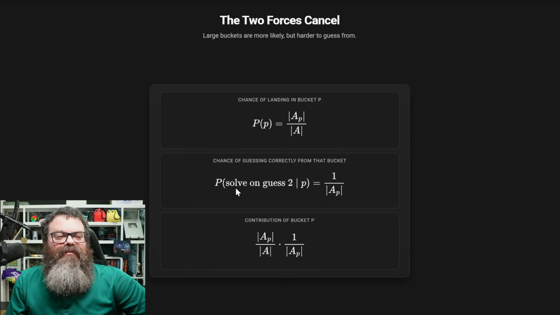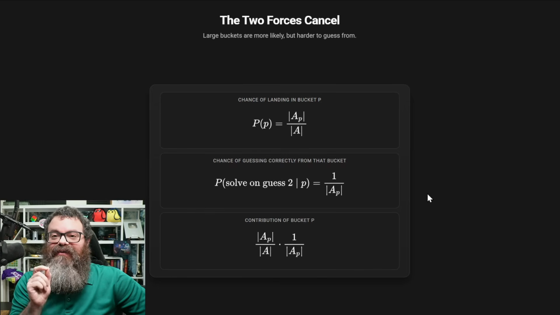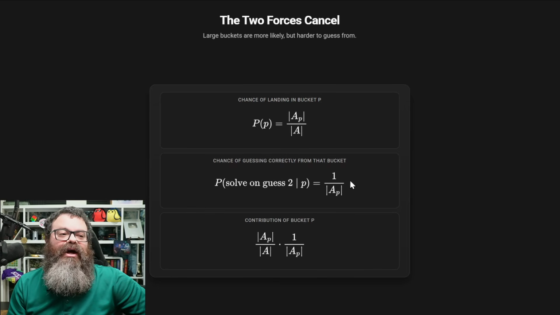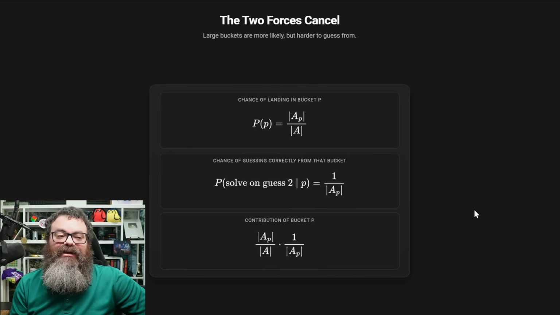Now, what is the probability that we're going to solve on guess 2, given that we got a certain pattern? So we already know it's that pattern. What's the probability we're going to be able to pick the answer out of that pattern? Well, it's just 1 divided by the number of words in that pattern. So if there's only one word that matches that pattern, we have a 100% chance. If there's 2 words that match the pattern, we have a 50% chance. If there's 10 words, we have a 1 in 10, right? And so what we can do is just multiply those to get the total probability contribution of each bucket P.